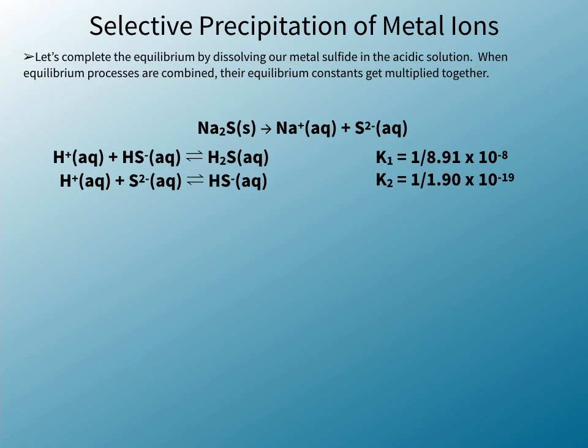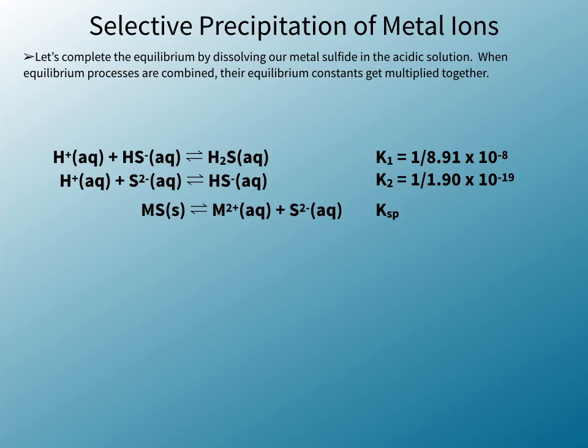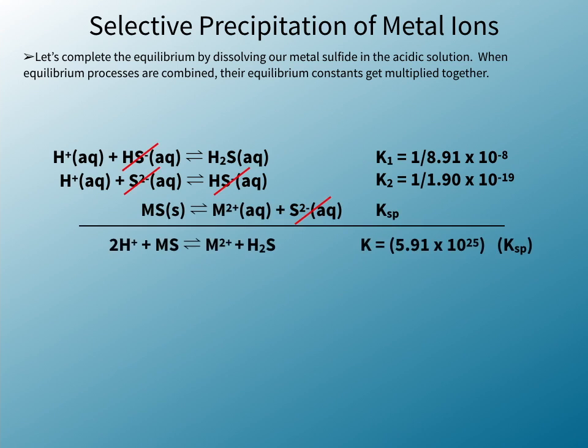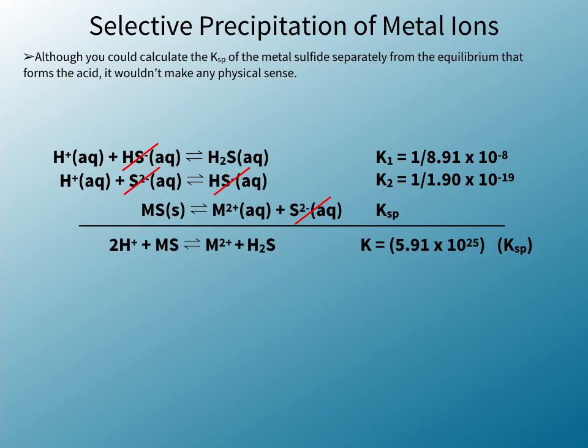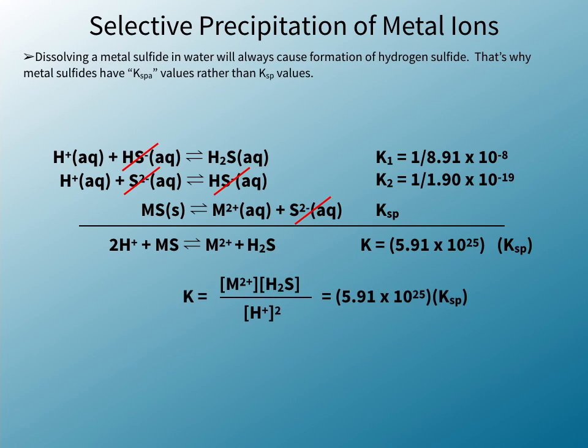Let's complete the equilibrium by dissolving our metal sulfide in the acidic solution. When equilibrium processes are combined, their equilibrium constants get multiplied together. Although you could calculate the Ksp of the metal sulfide separately from the equilibrium that forms the acid, it wouldn't make any physical sense. Dissolving a metal sulfide in water will always cause formation of hydrogen sulfide. That's why metal sulfides have Kspa values rather than Ksp values.